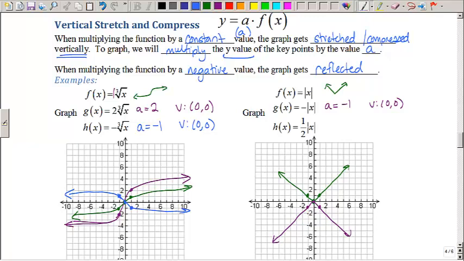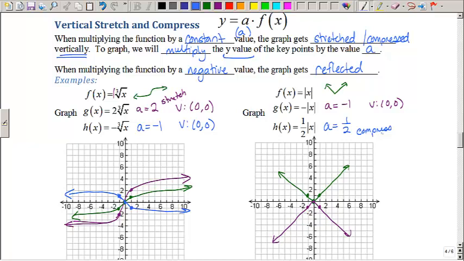h of x equals 1/2 times the absolute value of x. Notice I have an a of 1/2 because 1/2 is being multiplied. I still have my parent function of absolute value, but all my y values are going to be multiplied by 1/2. This is what we call a compress. Instead of a stretch, g of x equals 2 times the cube root of x was a stretch because 2 is greater than 1. Because in this case, 1/2 is less than 1, yet still positive, we have a compression, meaning it's getting closer to the x-axis.